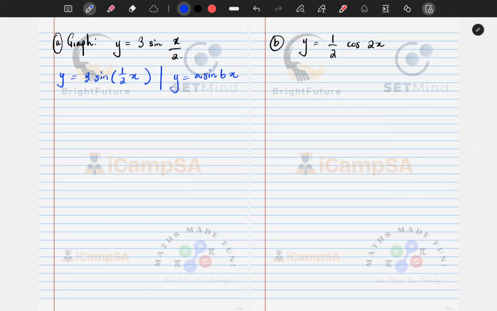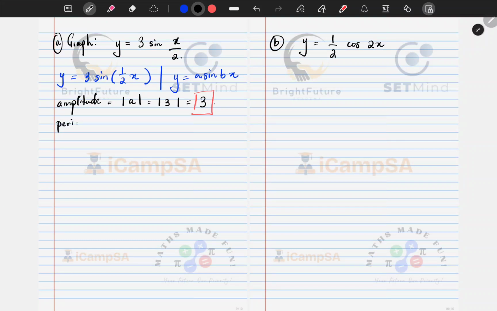So the first thing I'm going to do before I start drawing is find the amplitude. My amplitude will be the absolute value of a. So what is the value of a? This will be the value of a, which is 3. So the amplitude equals the absolute value of 3, which is just positive 3. So that means my amplitude is 3. Great.